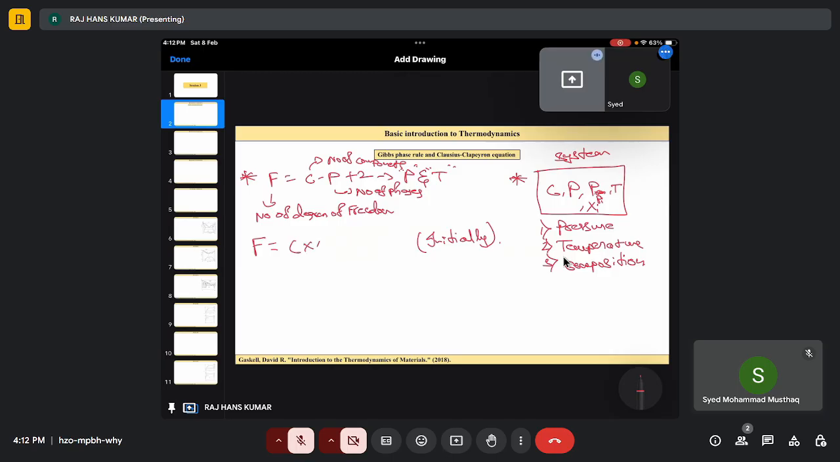Do we really need to have that many terms or variables? No. Why? Because, for example, if I take a phase, if there are three phases, right?